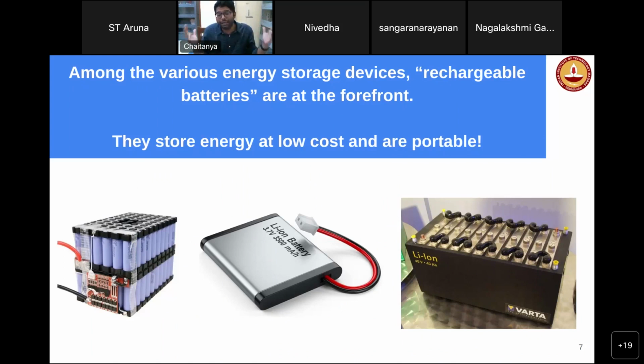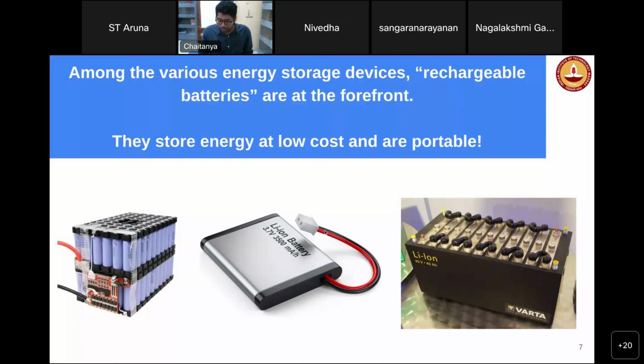So there are various ways you can store the energy generated using renewable energy resources, for example solar energy, wind energy, etc. And once you store it, you can use it on demand. Among these various kinds of storage devices, rechargeable batteries are at the forefront, majorly because of their low cost and because they are highly portable.